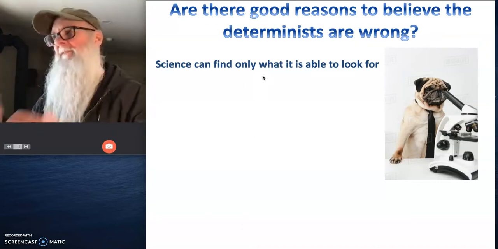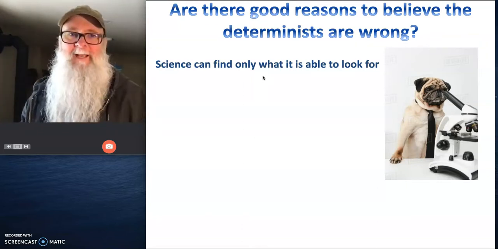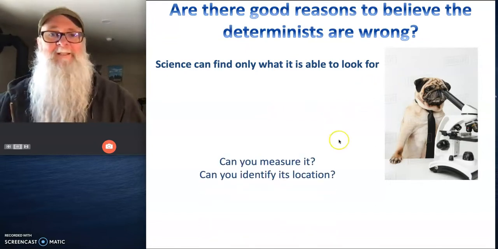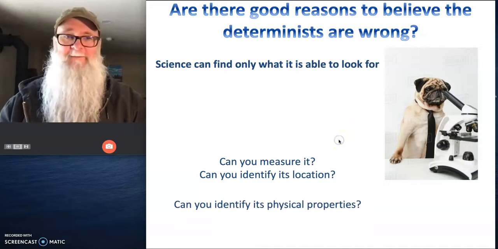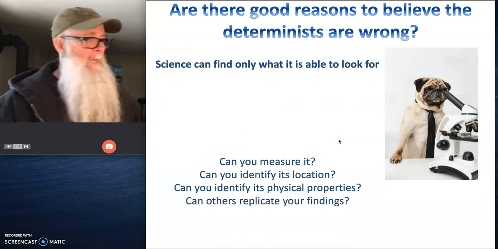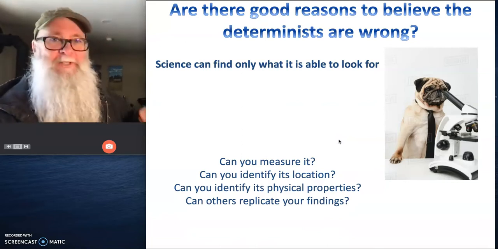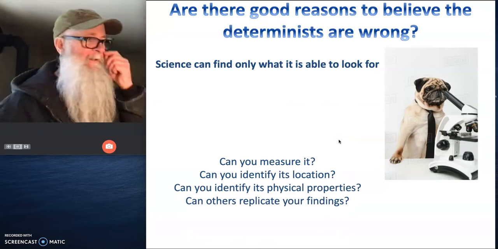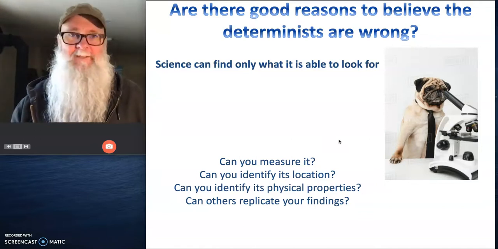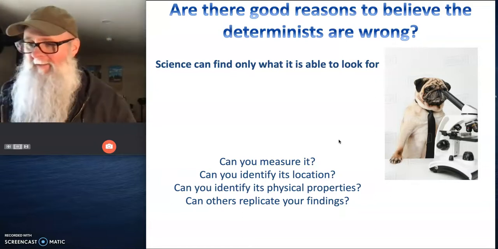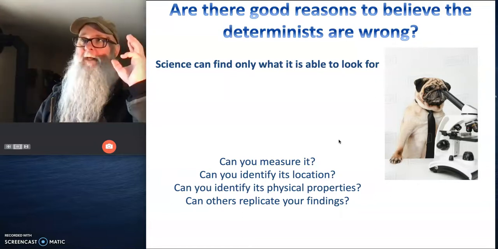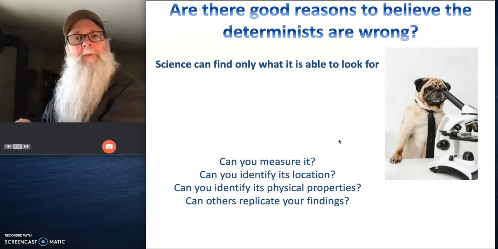Science can never find non-physical things. It can only find things that we can measure. It can find things that have a location we can identify, or physical properties we can identify. It can only find things that others can find, right? If only one person can find it and nobody else can find it, that's not really a scientific discovery. Okay? Because scientific discoveries require replication. So libertarians are going to look at determinists and say, you folks got it wrong. You used the wrong method.